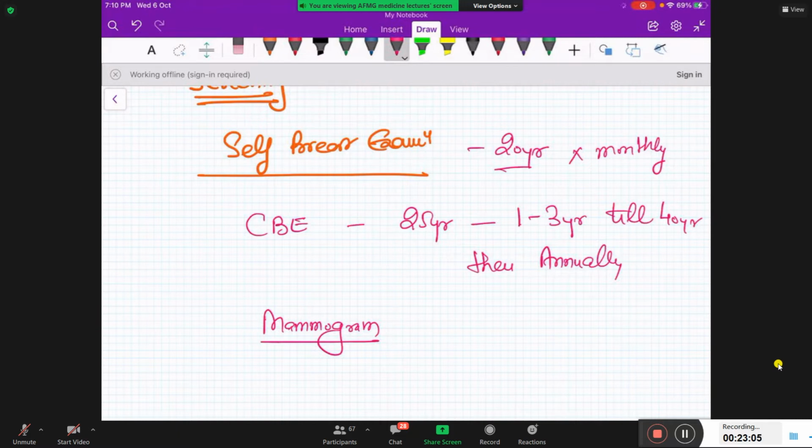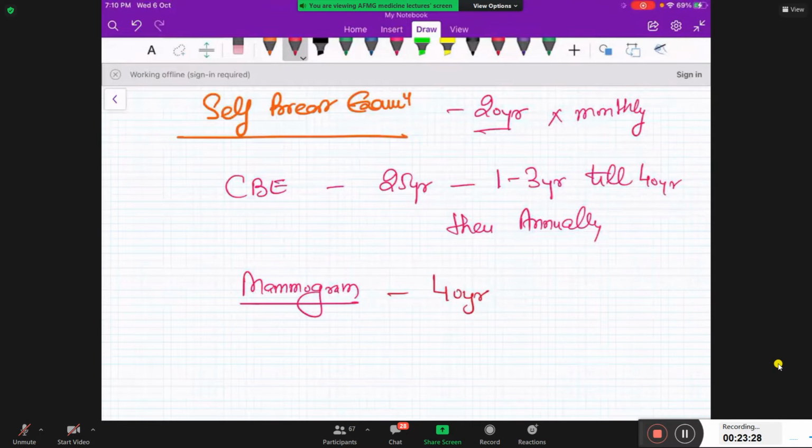At what age should we start a screening mammogram? 30, 35, 40, 45, 50, 55, 60. 35? 40 years, and we should do it annually. कब तक? जब तक है जान. At least till 75 years of age.